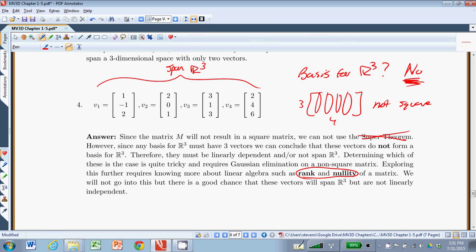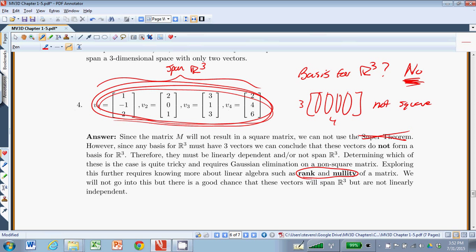To fully figure all this out, you really have to start working with non-square matrices, getting the rank and the nullity and the dimensions of the null space. And it gets a little tricky, and it's more than I want to get into in this book. But a good guess is that there's too many vectors to be a basis. They are probably not linearly independent, right? Well, they can't be linearly independent, because otherwise they could form a basis, right?